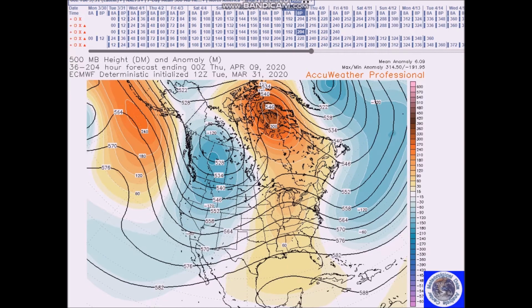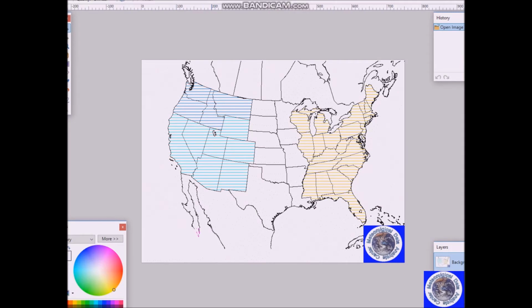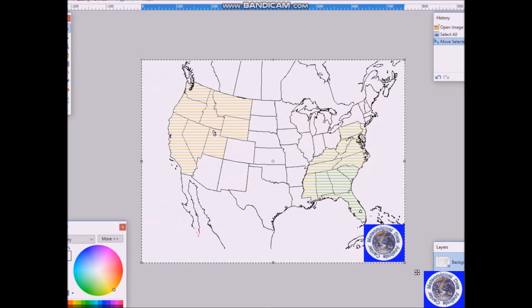So for this forecast period, I am forecasting below normal temperatures for the west, with anomalies of 4 to 6 degrees below normal. Above normal temperatures are forecast here east of the Mississippi River, with anomalies of 2 degrees above normal. For precipitation, calling for below normal precipitation here. Probability of occurrence is 35%. And then we have above normal precipitation for this region. Probability of occurrence is 40%.